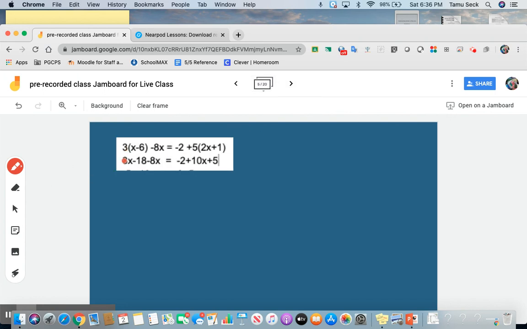The next thing we're going to do, we already used distributive property, is we're going to combine the like terms. So 3x minus 8x is negative 5x, and negative 2 plus 5 is 3. So we're combining like terms. We're combining the coefficients on the left side, and we're combining the constants on the right side.